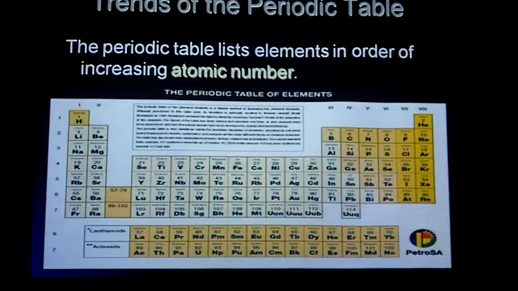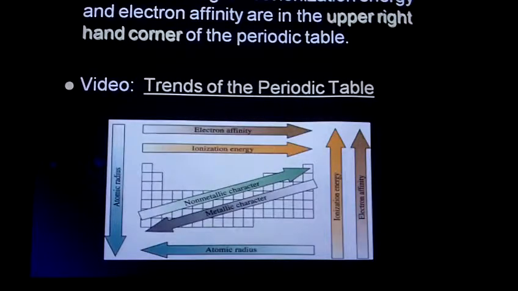The periodic table lists elements in order of increasing atomic number. As I look from left to right, top to bottom, as I read this way, hydrogen, helium, lithium, beryllium, and so forth, I notice that atomic number goes up. Now, what's atomic number? It's the number of protons in the nucleus. As I go left to right, top to bottom, like I would read a book, atomic number increases. That'll become important later.